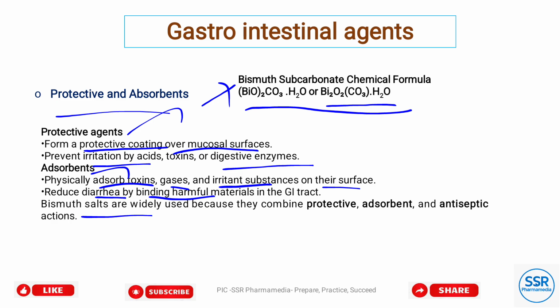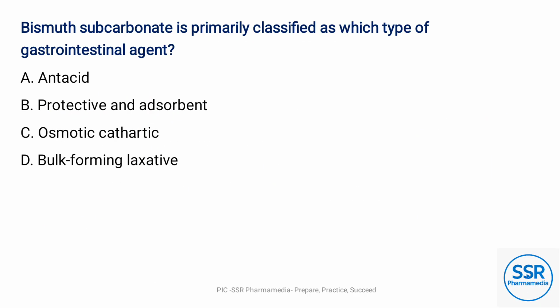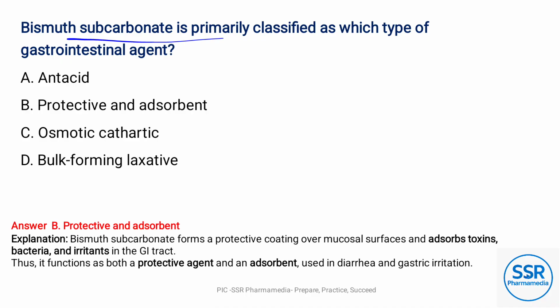Bismuth salts are widely used because they combine protective, adsorbent and antiseptic action, and they also have one more action, astringent action. Bismuth subcarbonate is mainly classified as which type of gastrointestinal agent? Option B, protective and adsorbent.